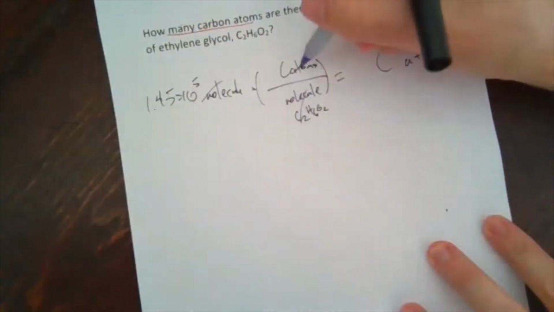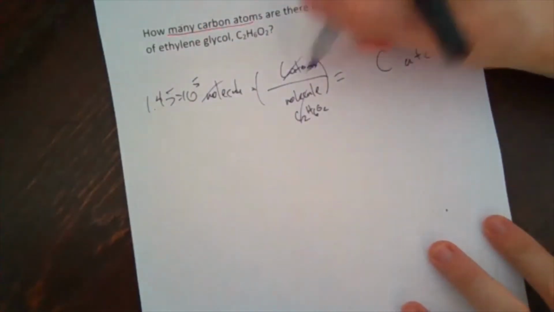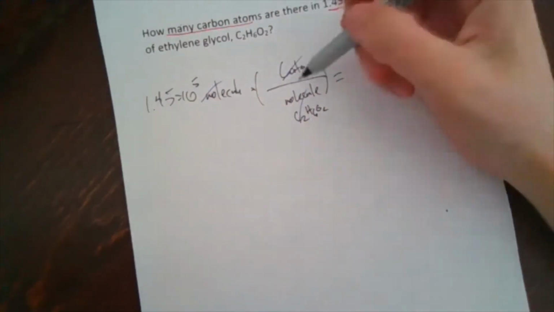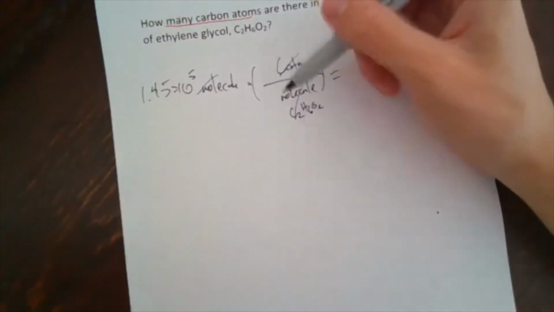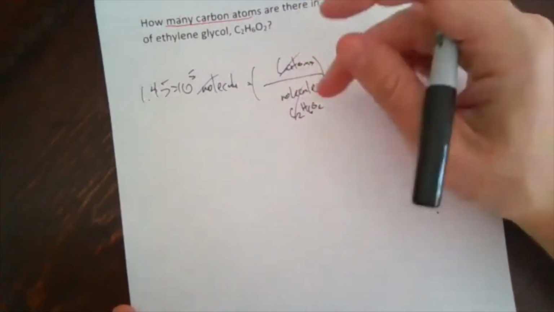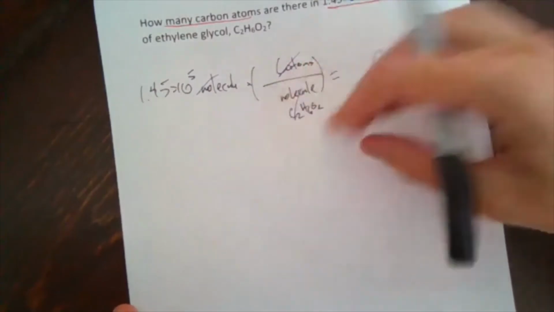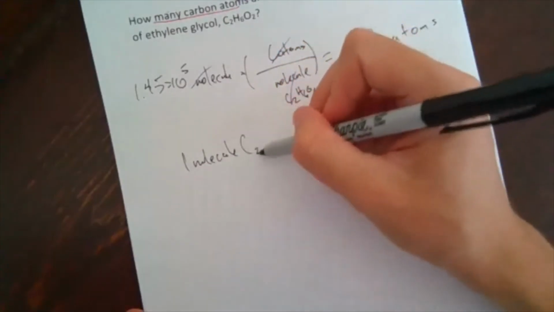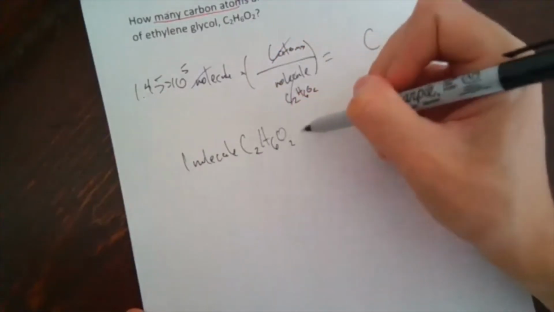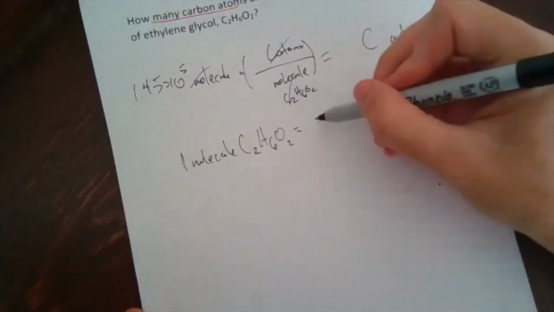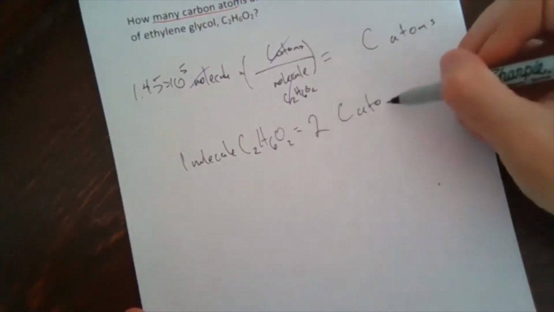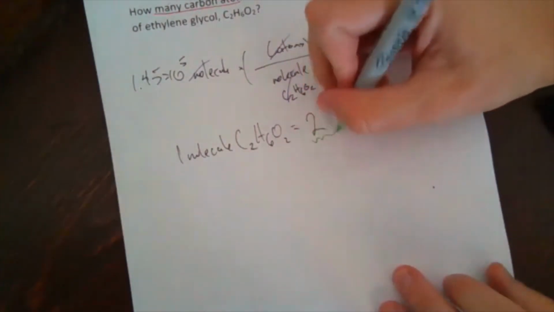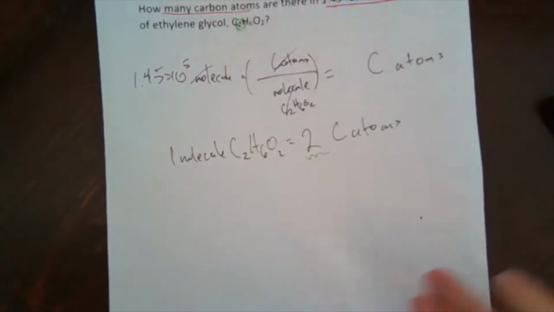Those molecules cancel out. Oh, sorry, you'd be left with atoms. You're not canceling out atoms. You'd be left with atoms. Sorry about that. And so the question is, what relationship do we have between these? This is the same idea as the dozen, where the group is the molecule. So we define one molecule of C2H6O2 to be equal to 2 carbon atoms. And we find that 2 right there.